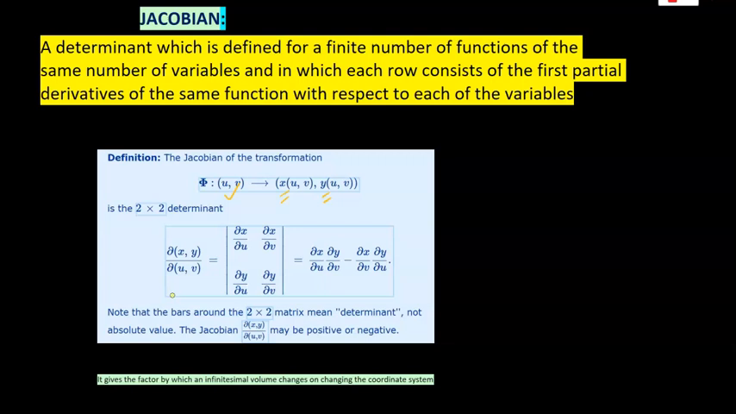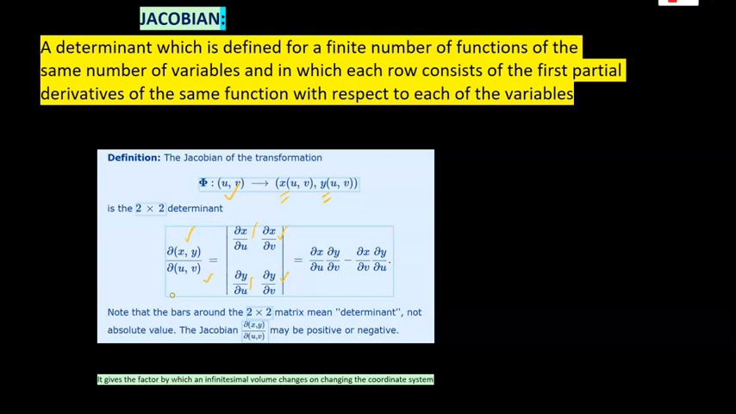So the Jacobian of say xy with respect to uv, if it is given, now this is nothing but del x by del u, del x by del v, del y by del u, del y by del v, and this is just a determinant. So if you find the determinant like 2 cross 2 determinant, same as this. So this gives the factor by which small volume changes by changing the coordinate system.